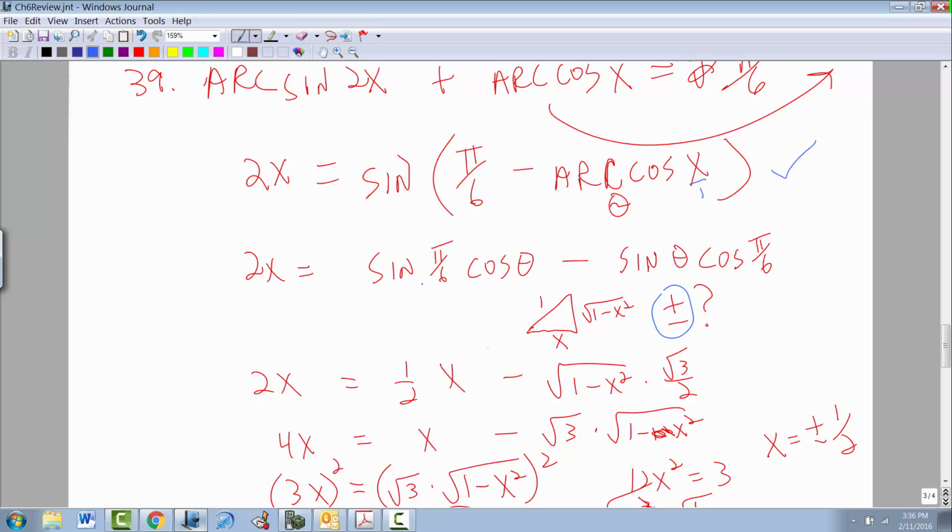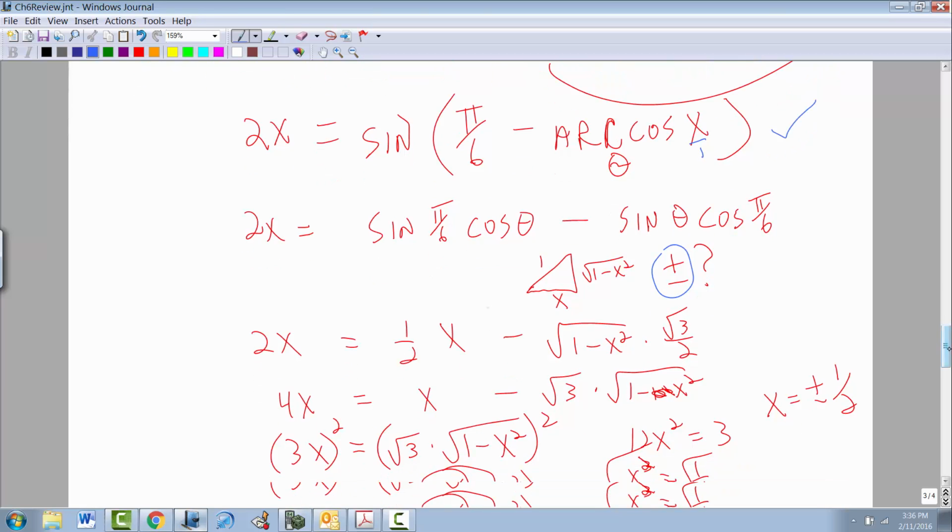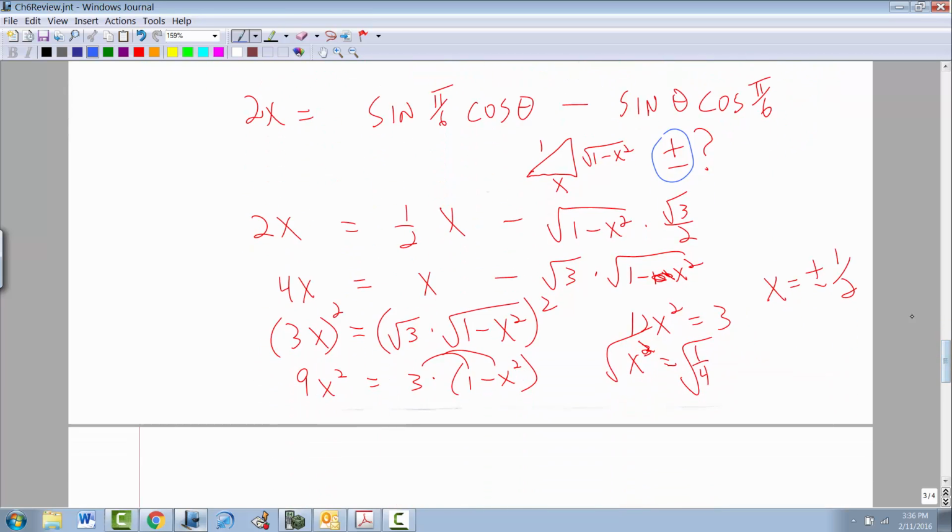Go ahead and plug in sine of pi over 6, which is a half. Cosine of theta comes from the triangle, x over 1. Sine of theta comes from this triangle, square root of 1 minus x squared over 1. And then cosine of pi over 6 is root 3 over 2. Then you got to solve this. And actually, this is an algebra 2 equation.